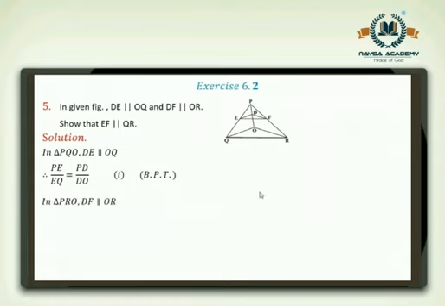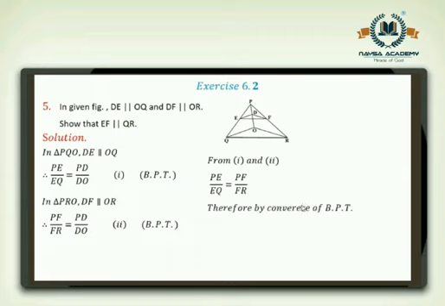Similarly, in triangle PRO, DF is parallel to OR, therefore I will say that PF upon FR equal to PD upon DO. Again, you can observe this equation 1 and 2, and from equation 1 and 2, we can say that PE upon EQ equal to PF upon FR. Now as these ratios are equal, by converse of BPT, we can say that EF is parallel to QR. You can say that in triangle PQR, PE upon EQ is equals to PF upon FR, therefore EF is parallel to QR. This is our converse of basic proportionality theorem.